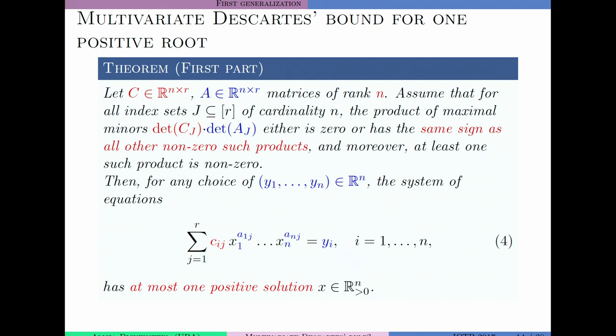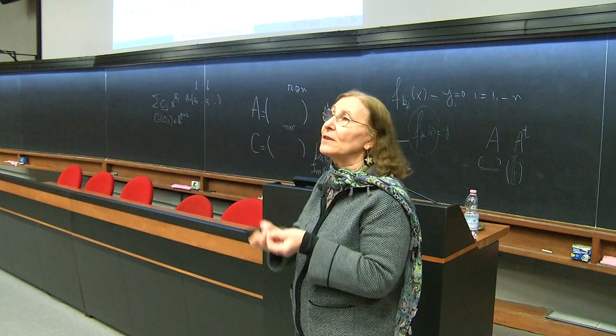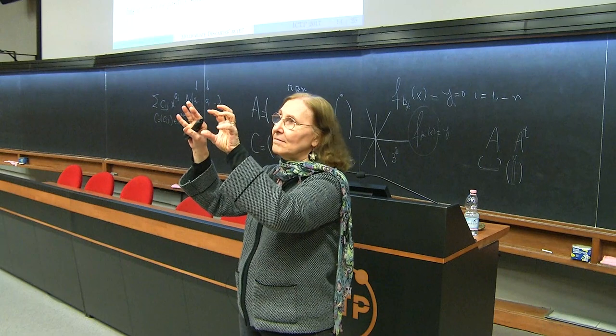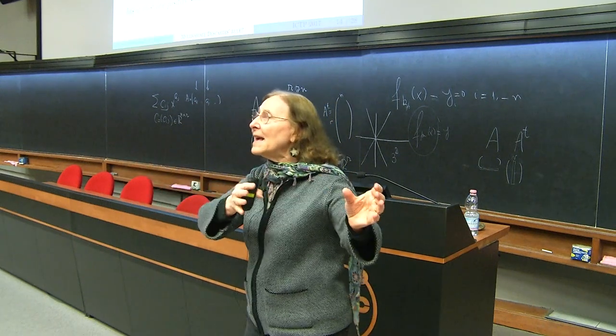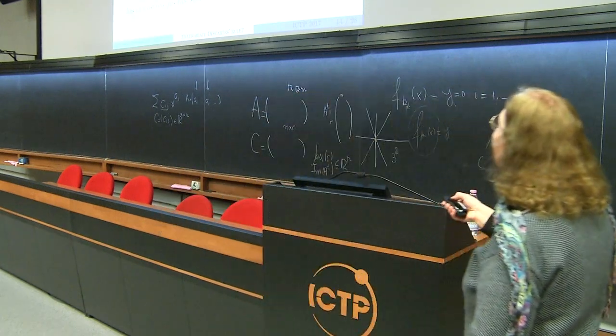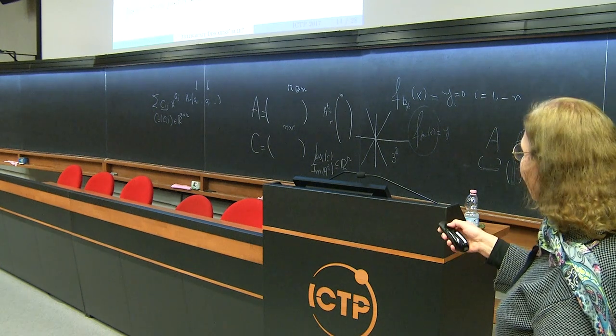You compute all the maximal minors of these matrices. If it happens that the corresponding minors always have the same sign, or always the opposite, but it doesn't matter, and at least once both are non-zero, so there is a choice of minors where this is positive and positive, then anywhere else they have to be all the time the same sign. If you check this, it is equivalent to the condition that I had.